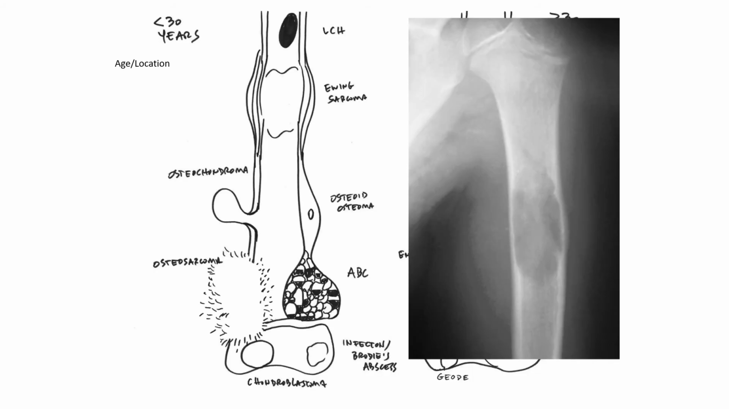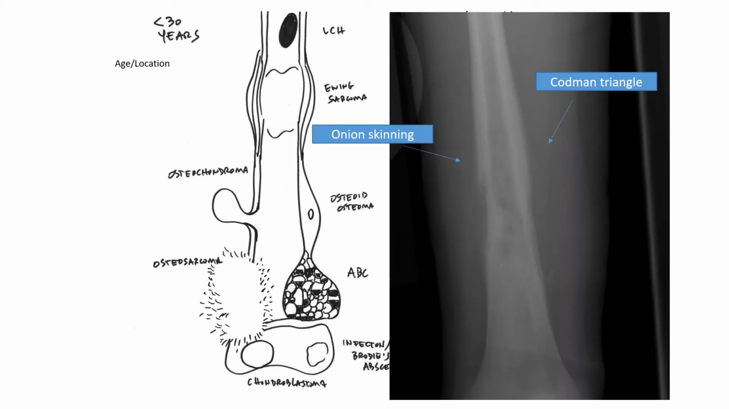Here are the examples from the picture that I showed you earlier, just giving you a radiographic correlate. For patients younger than 30 years, you can see that this patient is skeletally immature. This is an example of a Langerhans cell histiocytosis, or that punched out lesion of bone. This is a Ewing sarcoma. We see a central lesion in the bone creating a Codman's triangle and onion skinning.